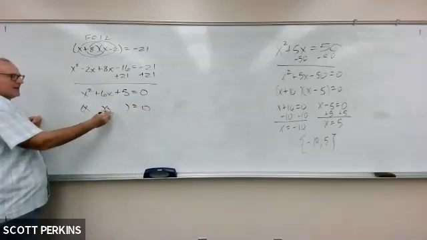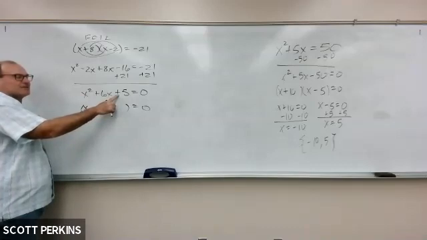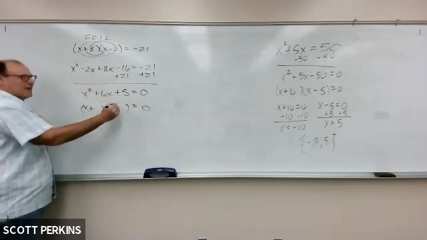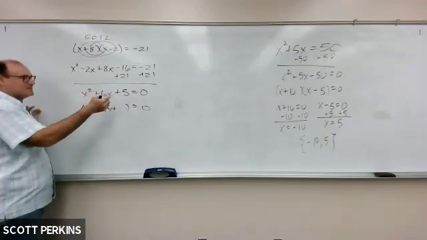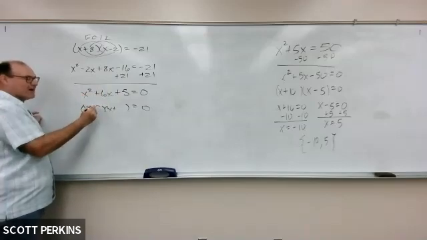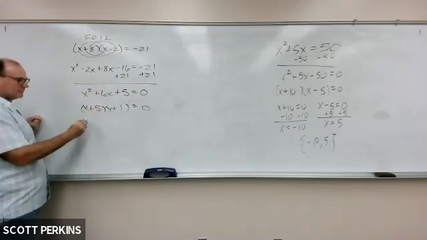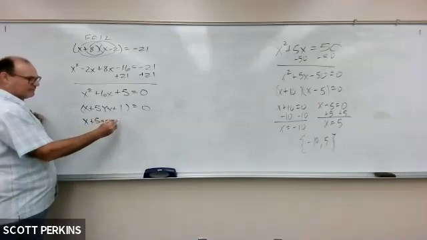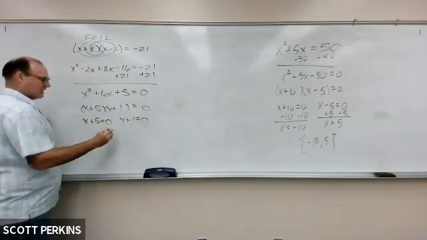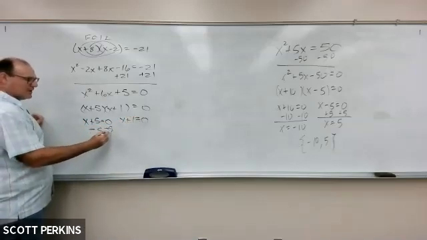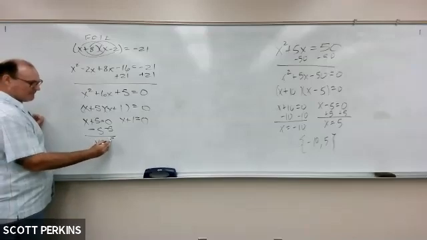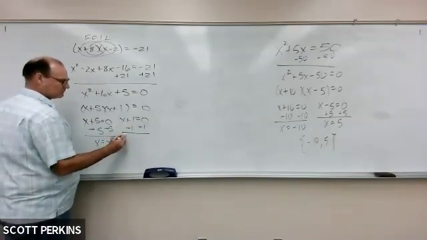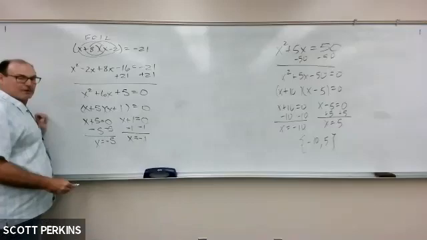X squared is x and x. My signs are going to be the same. They're both going to be positive. And I need two factors of 5 that add up to 6. In fact, the only two factors of 5 are 5 and 1. Solve these two cute little equations. And there we go.